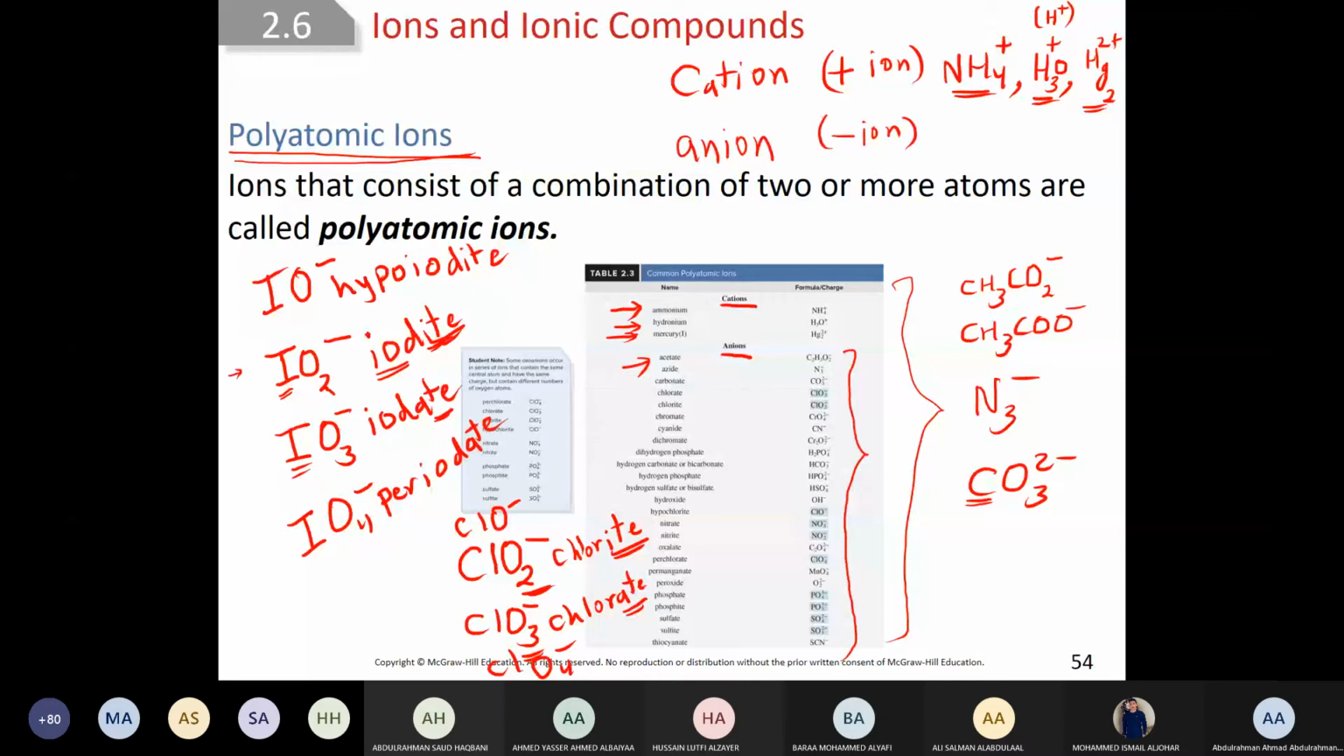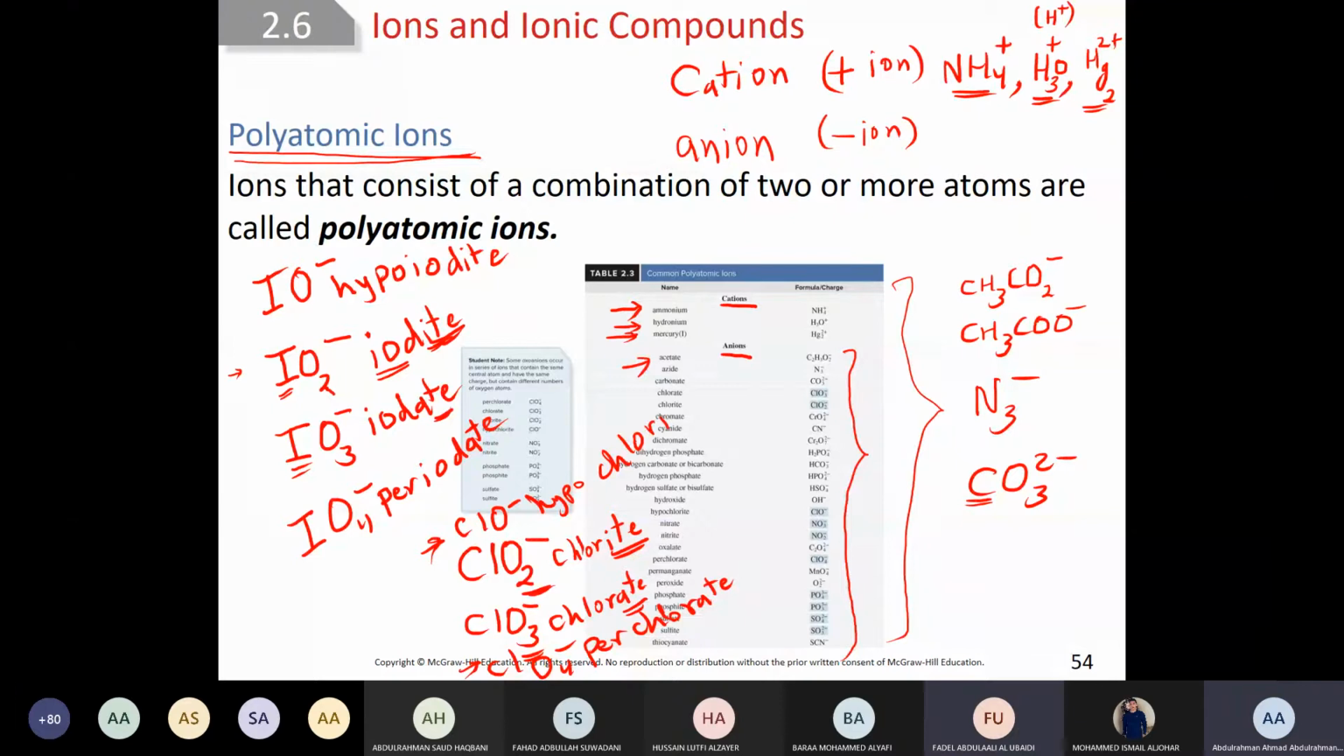Good. So name this one. Hypochlorite. Name this one. Perchlorate. Very good. And this one is called what?